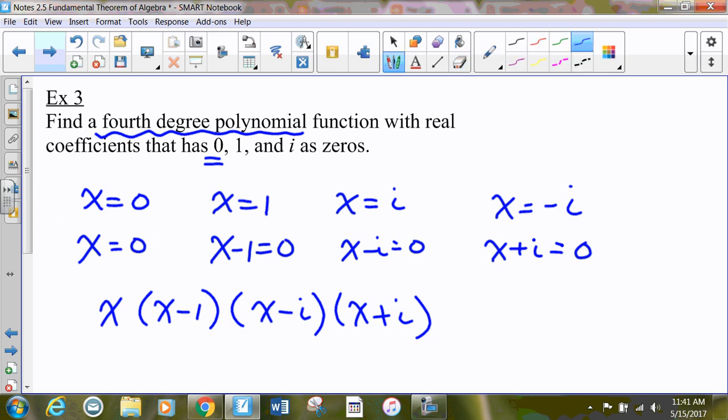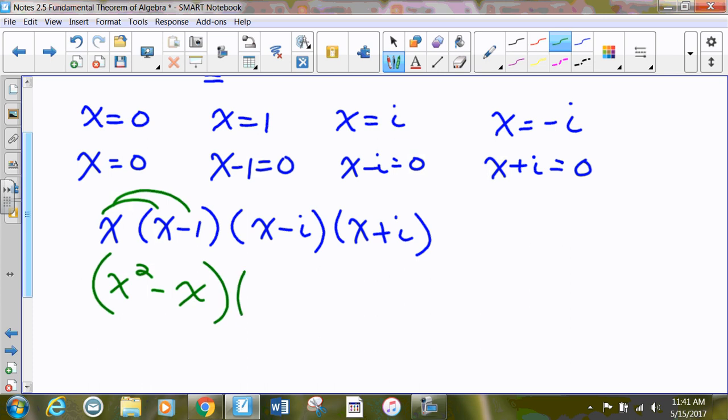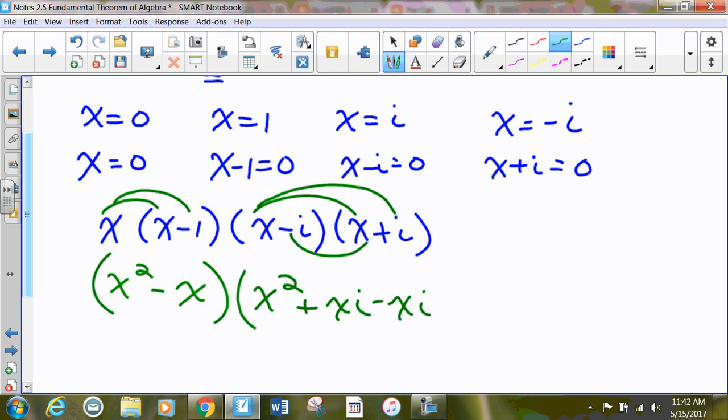Because they didn't ask me to write it in factored form, they asked me to actually write the function itself, so I've got to continue. What I'm going to do is distribute, switch colors. I'm going to distribute that x. I'll have x times x is x squared. x times 1 is negative x. So I'm going to keep that. And then I'm going to multiply these conjugates, because we love multiplying conjugates, right? Because look what happens. x times x is x squared, and yeah, the outer and inner terms, you got it, they're going to cancel out. That's why we love multiplying conjugates, and that's why we do that so often.